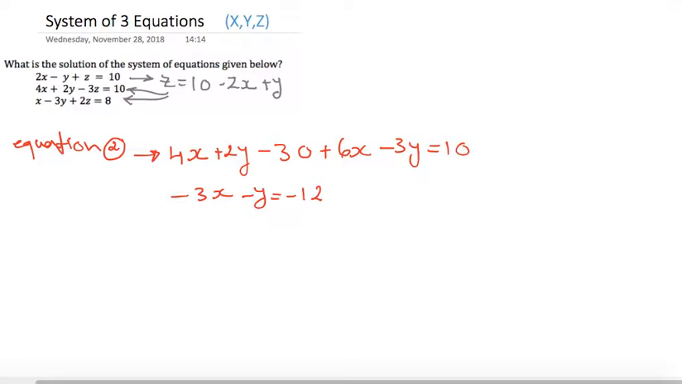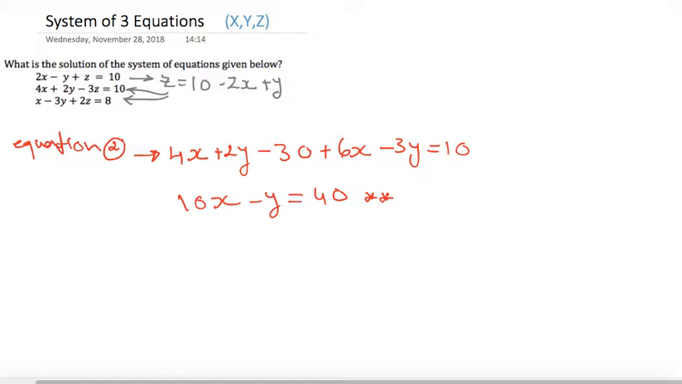Okay, wait a second. I think that's not it. So I'm going to erase this super quickly and do it again. 4x plus 6x, that's 10x. 2y minus 3y, that's minus y. 10 plus 30 is 40. Yeah, that's what it is. So that's the first equation. I'm going to make 2 stars right here because this equation is important. I have to go back to it later.